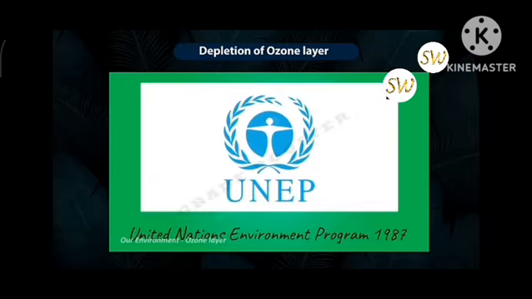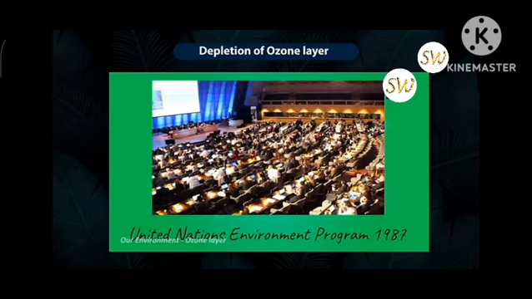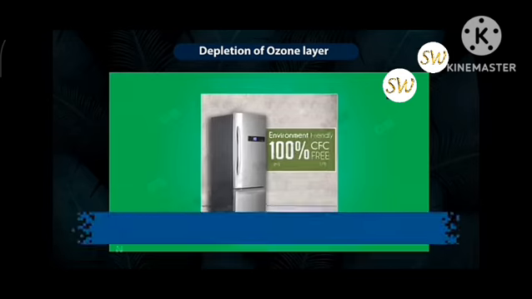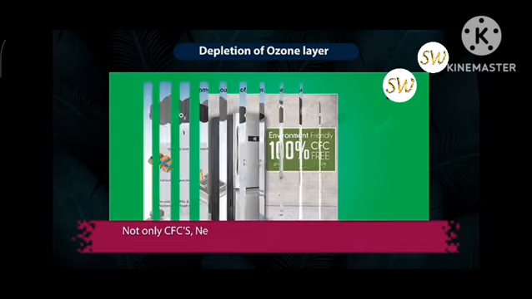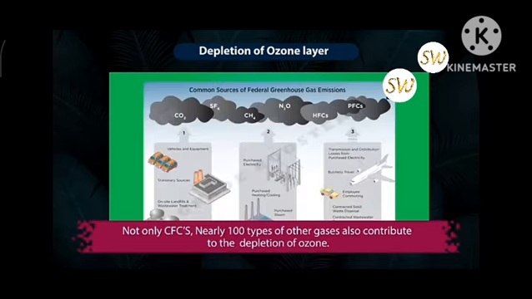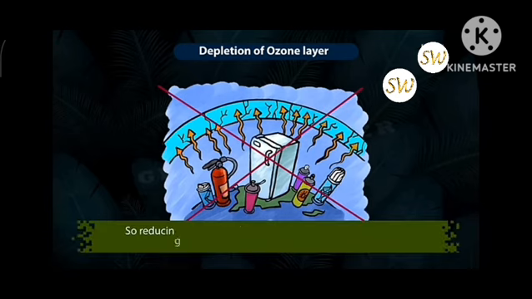In 1987, the United Nations Environment Programme, UNEP, made an agreement with all the countries to stop the usage of CFCs. Now it is mandatory that no company in the world can make refrigerators with CFCs. Not only CFCs, nearly 100 types of other gases also contribute to the depletion of ozone. So, reducing the usage of these kinds of gases helps to protect the ozone layer.